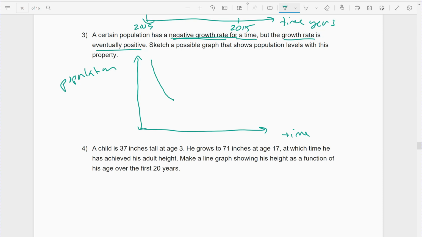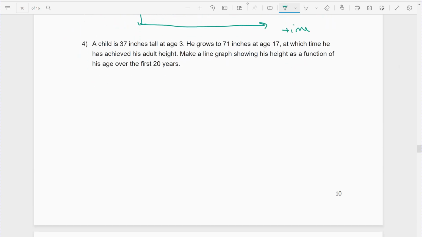And so it should have sort of a U-like shape, and how much of a U-like shape is up to you. I would say it's a sort of a steady increase over the time period. So again, it's decreasing and then increases. So this would be negative, switches to positive.